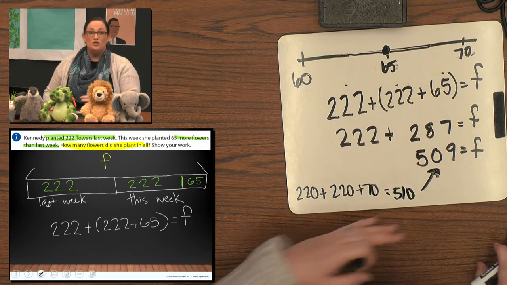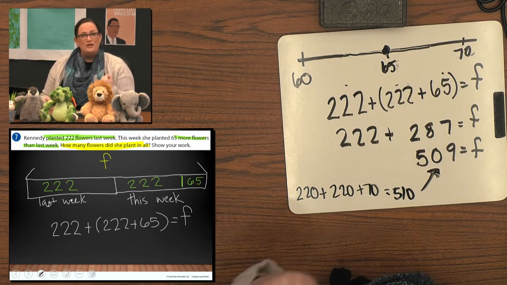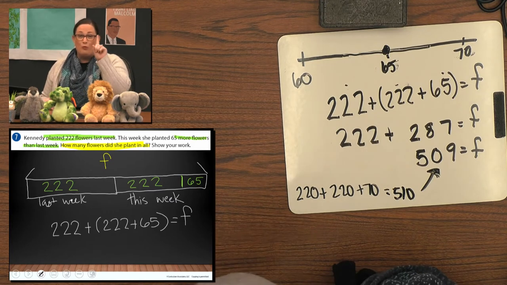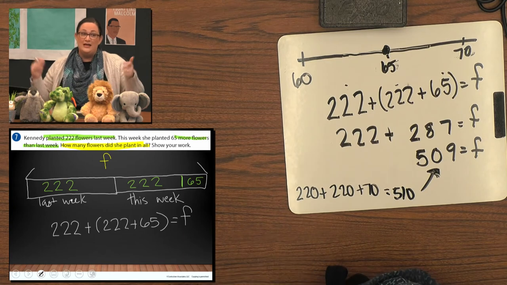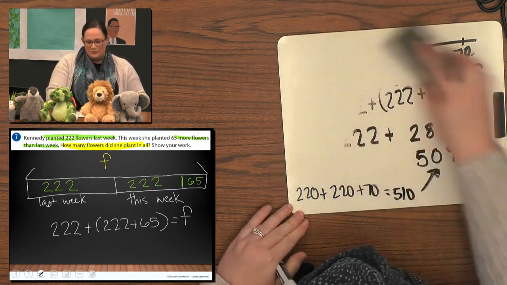Super close. So I think we have found a reasonable answer, and we know it's reasonable because if we estimate by rounding to the nearest tens, we get within one of our answer. Now you can't get any closer without landing right on your number. Okay? Great, go ahead and reset your board. We're gonna do another one.